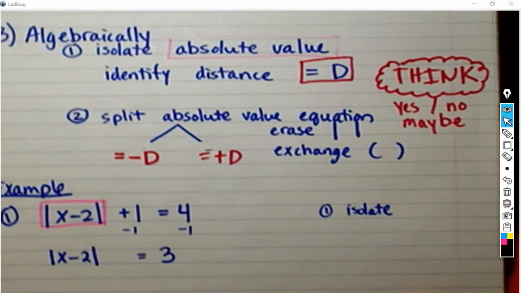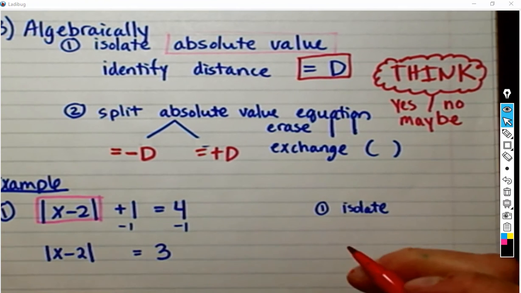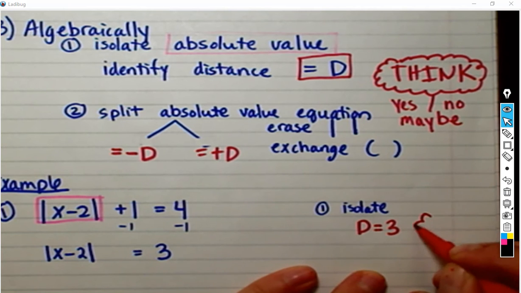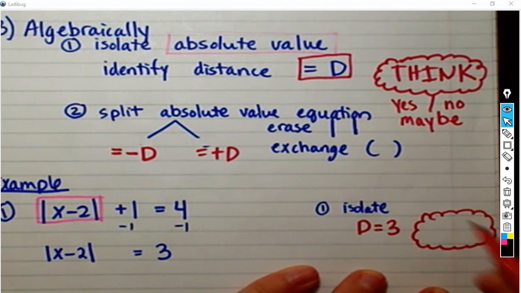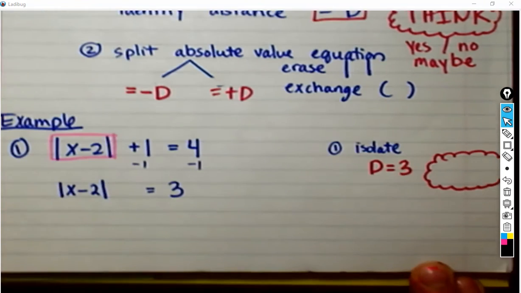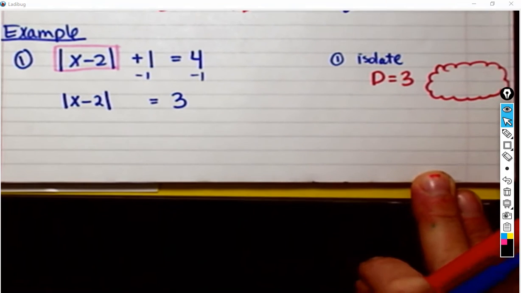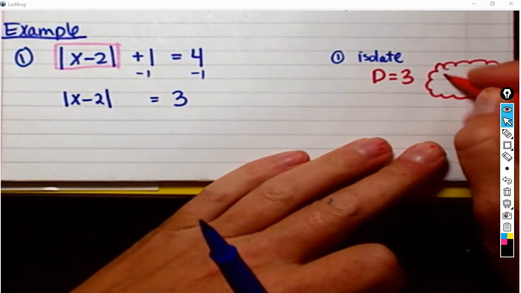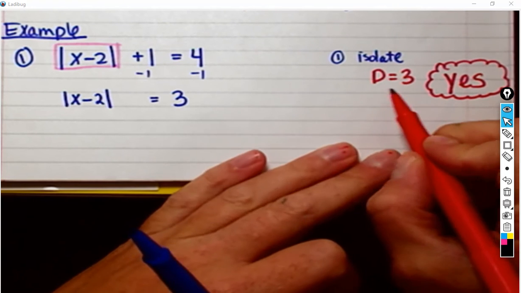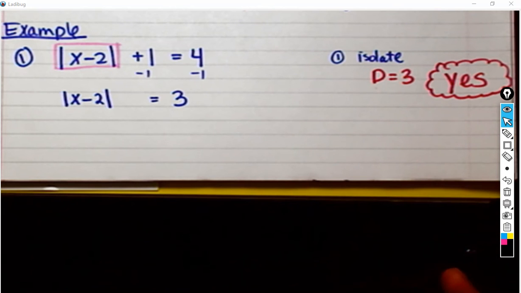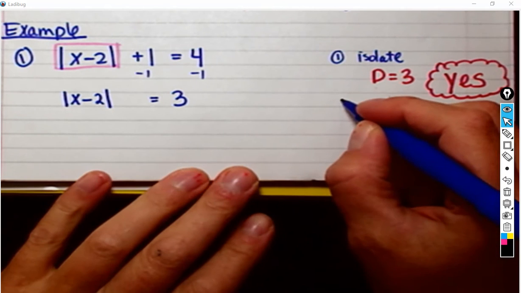Equals 3. Distance equals 3. Thinking cloud. Can distance, I'll scoot it up a little, can distance equal 3? Yes. Distance equals 3. That's a good thing. Positive number. That means that you got to keep going to step number 2.